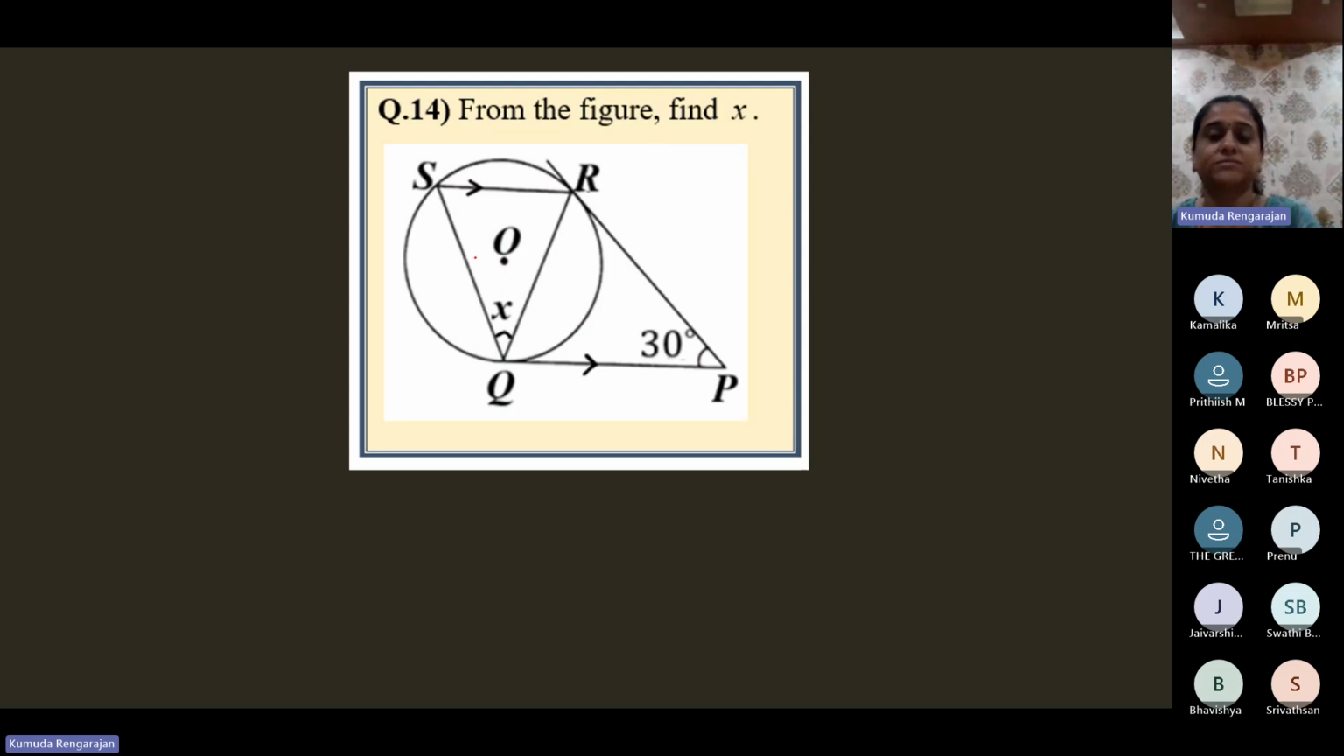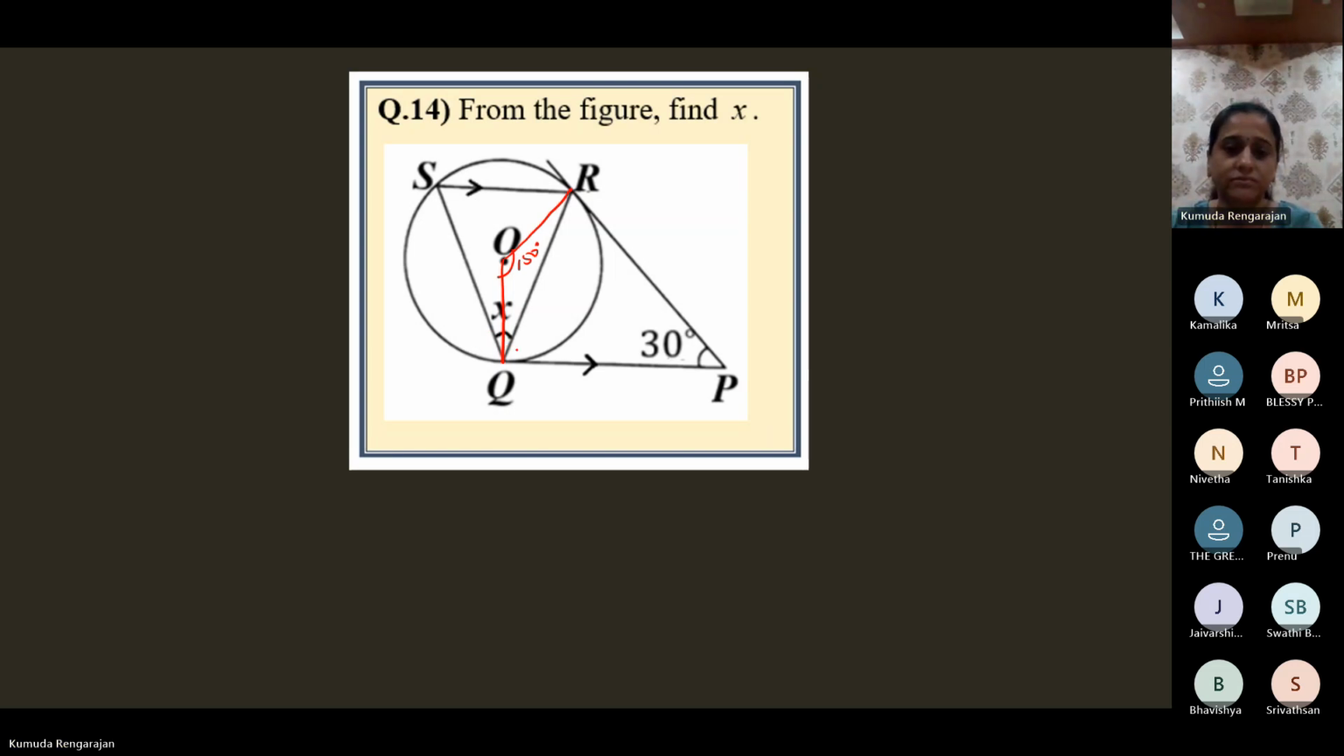We'll see it again. Join. OQPR is a cyclic quadrilateral. You can use that result because we have it in the textbook. OQPR is a cyclic quadrilateral, so this is 150 degrees. Opposite angles are supplementary. This is 150.